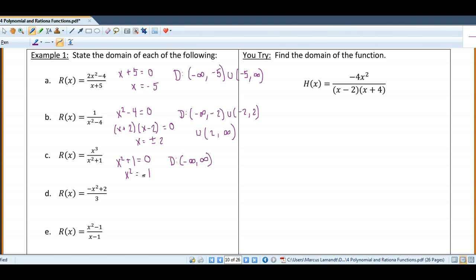Alright, for this one, I got no x on the bottom, so it is also the set of all real numbers. And last but not least, negative infinity to 1, and 1 to infinity. Alright, so these are the answers. You guys go ahead and try this one.